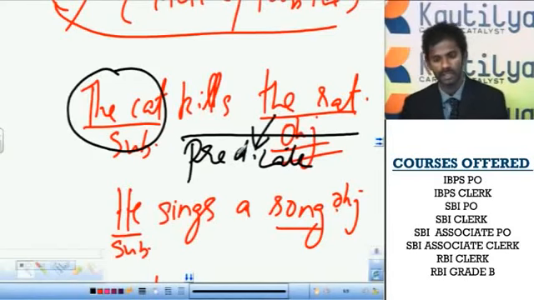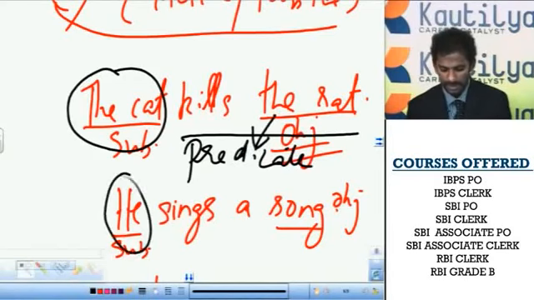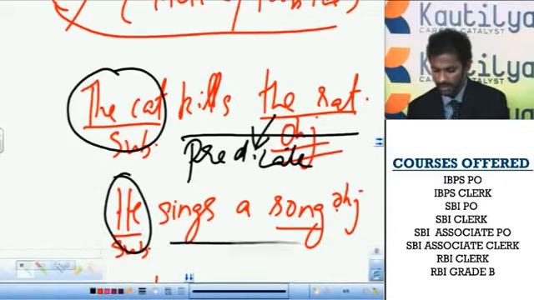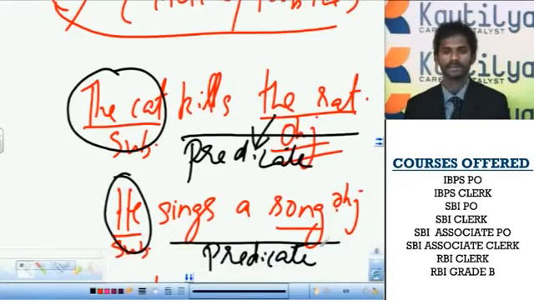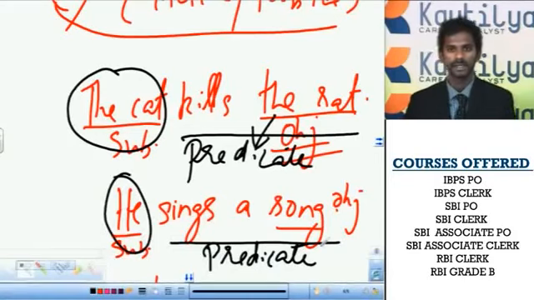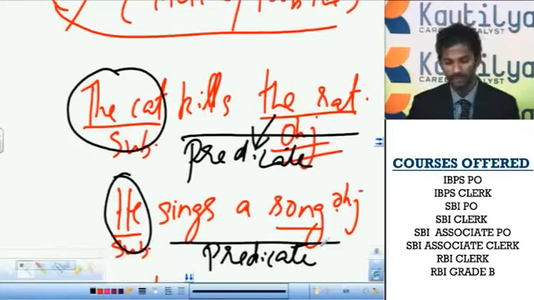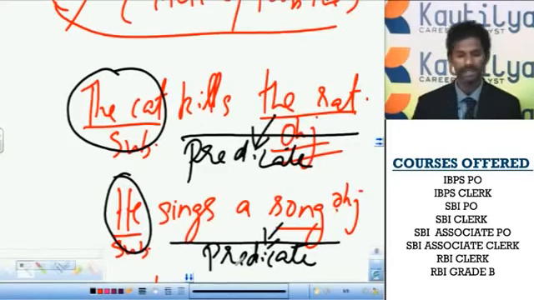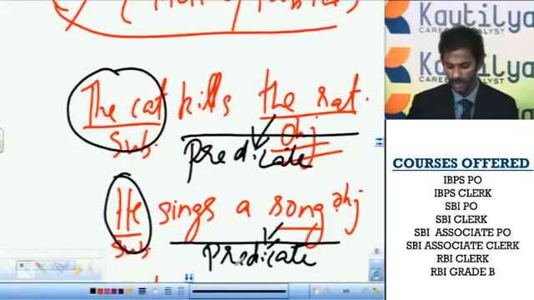Come to the second one. He sings a song. The subject in this sentence is he. What is said about the subject here? Sings a song. So, sings a song is termed as the predicate. What is the object in this sentence? Song is the object. As I said, if there is an object in a sentence, the object also comes in the predicate. So, song is the object which comes in the predicate. So, he is a subject, sings a song is a predicate.